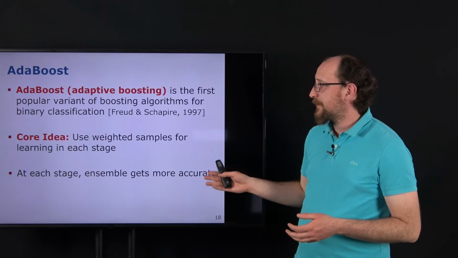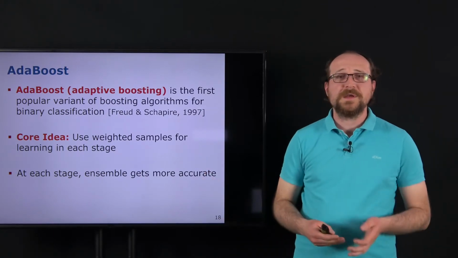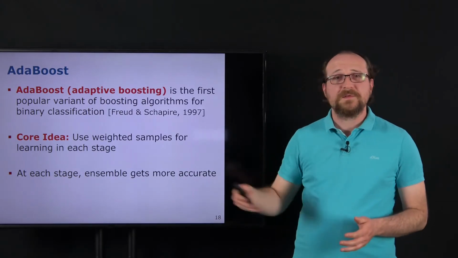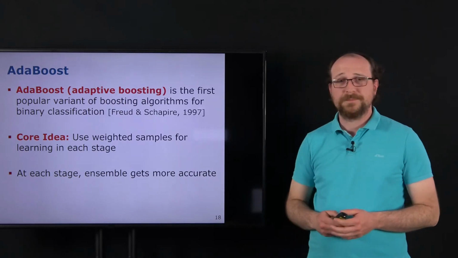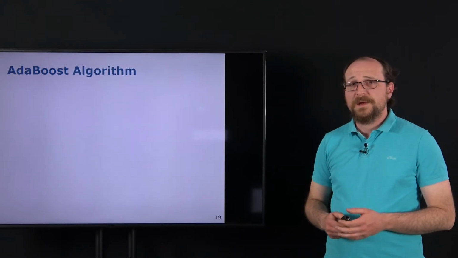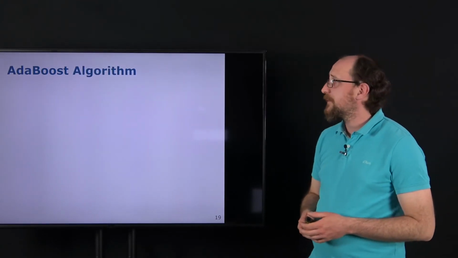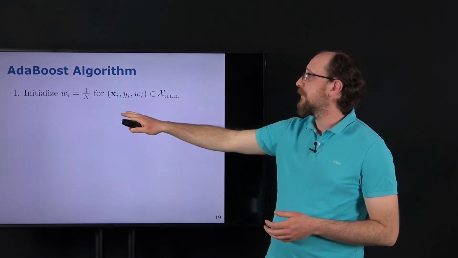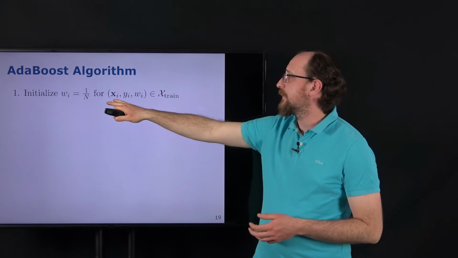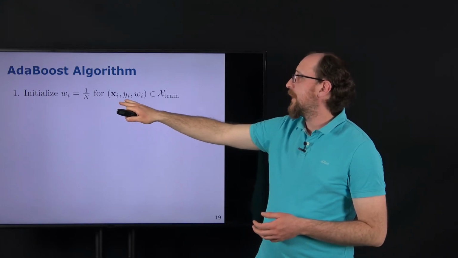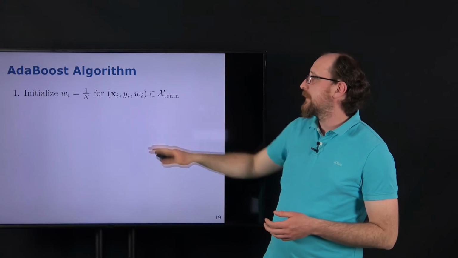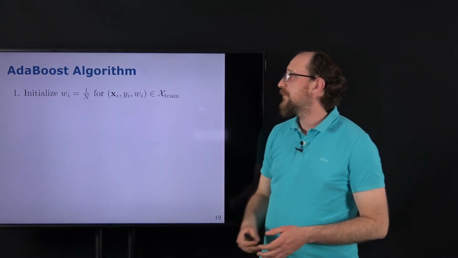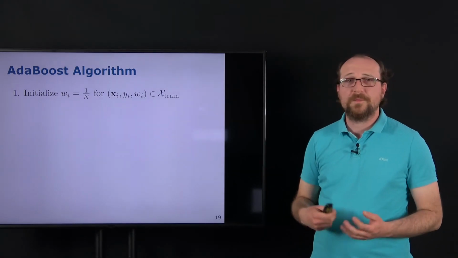And as I said, the general idea is that in each stage the ensemble, so the whole capital H, by adding these small h's, is getting better. And the AdaBoost algorithm is not so complicated. We now have not only our training example xi, a training vector in this case, and yi for the labels, but we also have a weight. In the beginning we have n training examples, and we just initialize the weights with 1 over n.